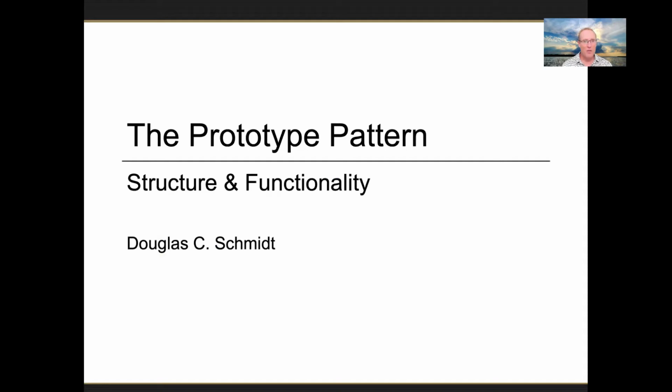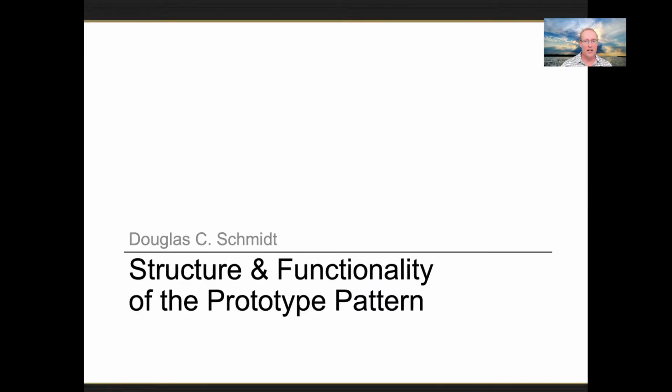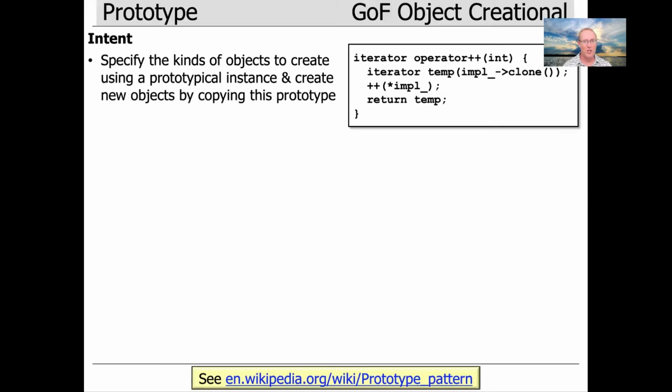So now that we've given the motivation for the prototype pattern in the context of our expression processing tree case study, let's go ahead and take a look at the structure and functionality to learn more about how the Gang of Four describe this pattern. The intent of this pattern is to specify the kinds of objects to create using a prototypical instance and then create new objects by copying this prototype. So that's basically the nuts and bolts of the prototype pattern. You find a way for an object to clone itself.